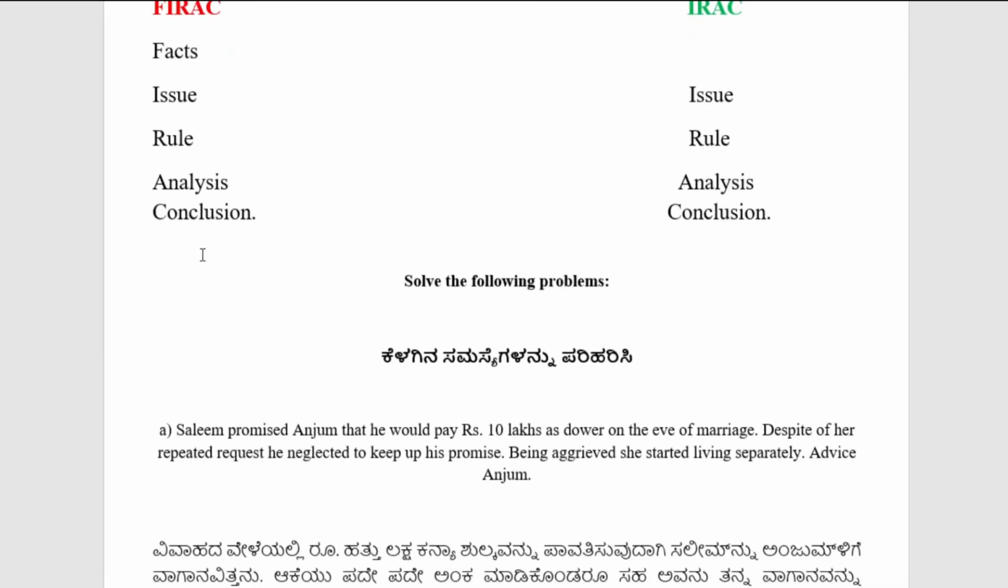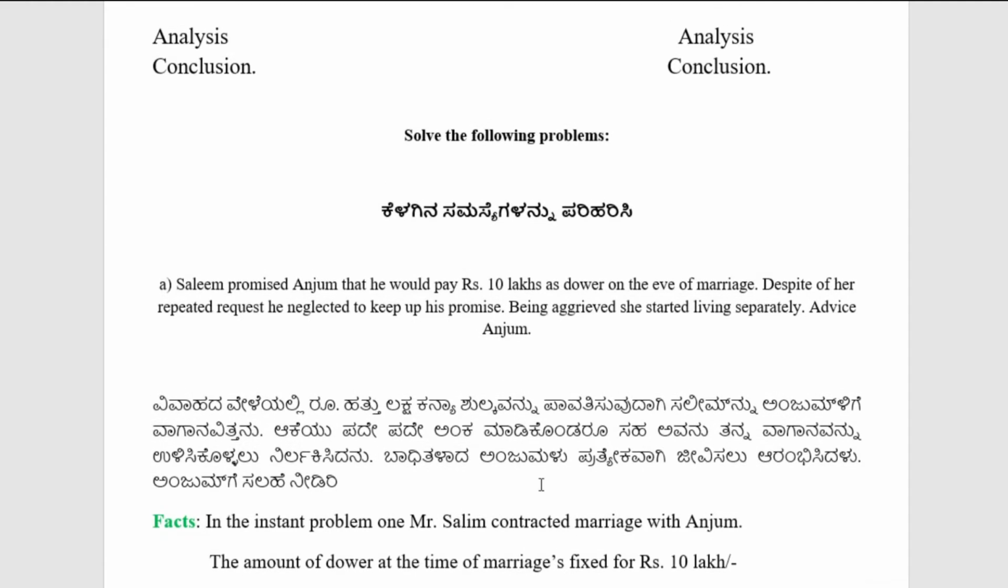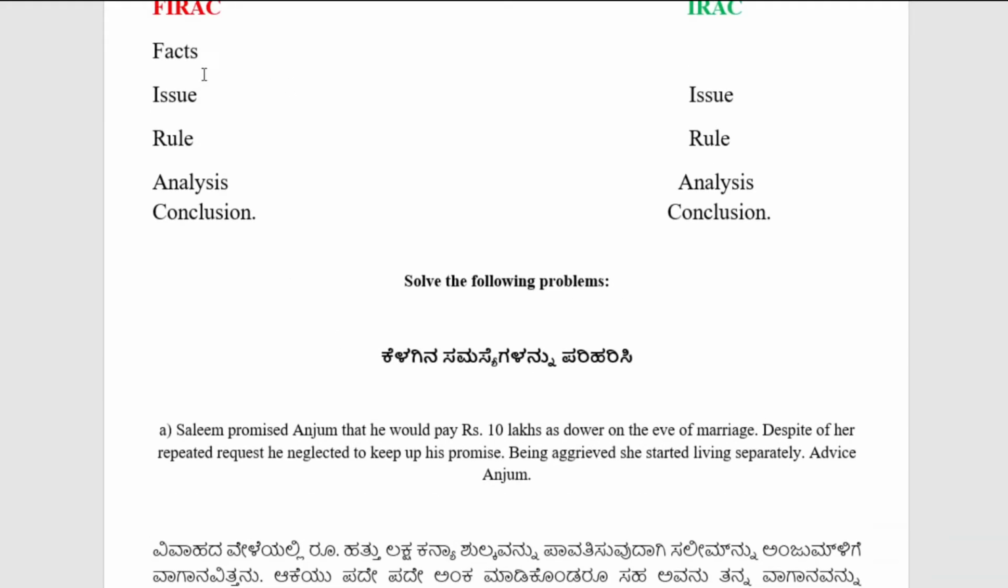So here, by reading this problem we came to know that there is a concept of Dower, and the bridegroom has not paid the Dower, so she started living separately. So how far is she justified? And what sort of legal remedy can she get? So let us see from the facts, issue, rule and analysis aspects, then we can give our conclusion.